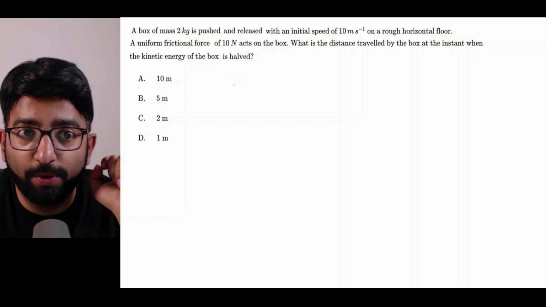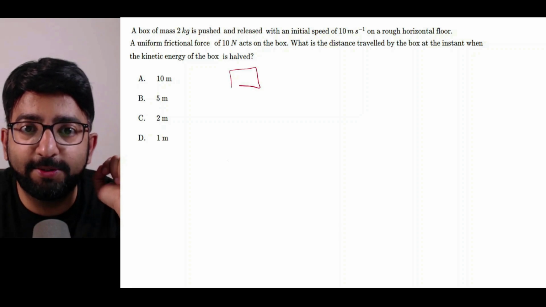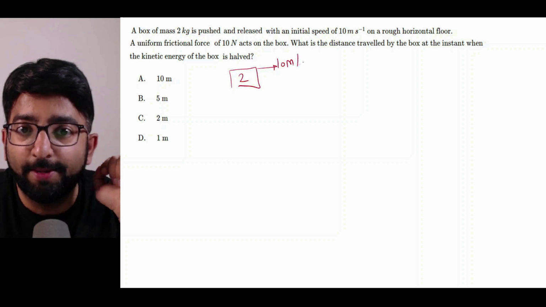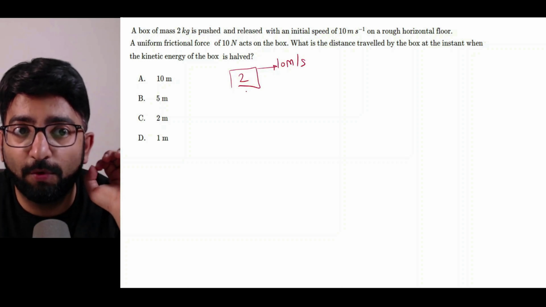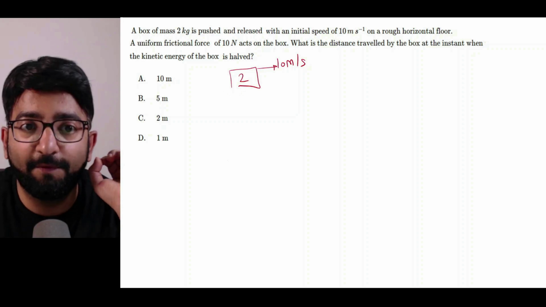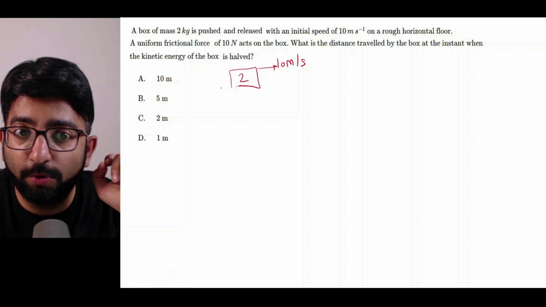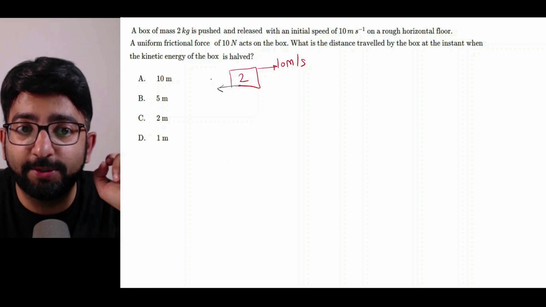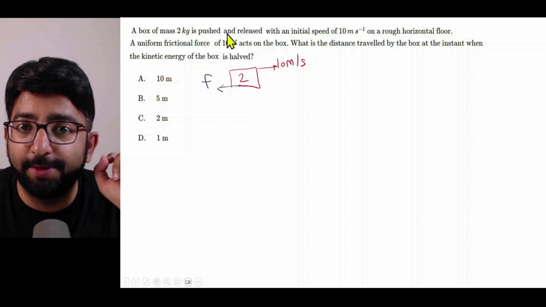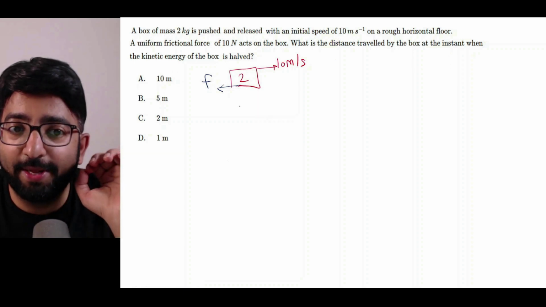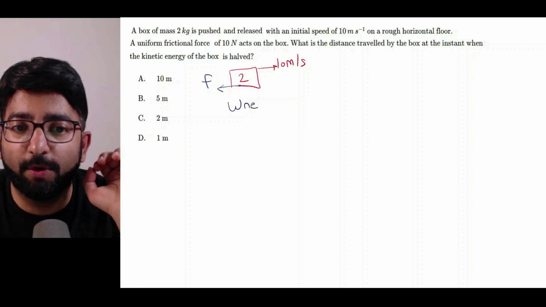A box of mass 2 kilograms is pushed and released with an initial speed of 10 meters per second. So let's draw that. It is moving on a rough horizontal floor. A uniform frictional force of 10 newtons acts on the box. So let's draw. Friction will oppose the motion, so in this case, we can draw the direction of friction to be left. The question is, what is the distance traveled by the box at the instant when the kinetic energy of the box is halved? So let's use the work energy principle to solve this question.